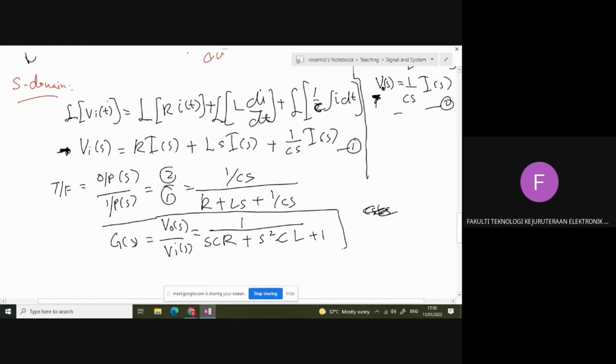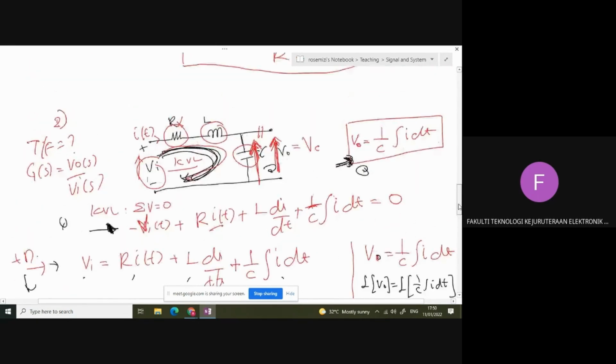This one is the transfer function for this circuit.